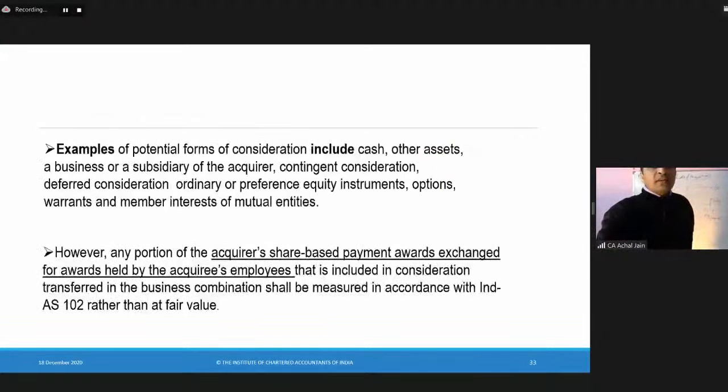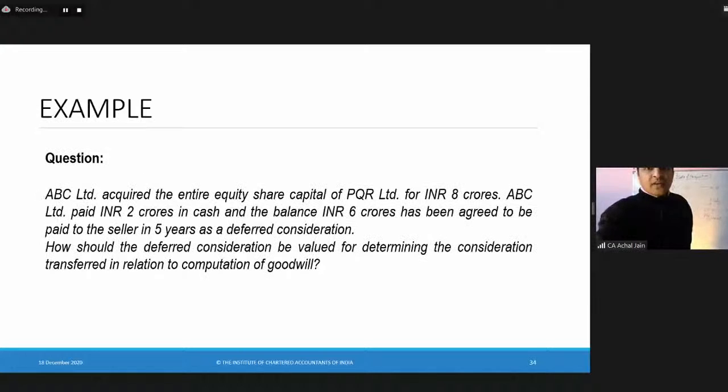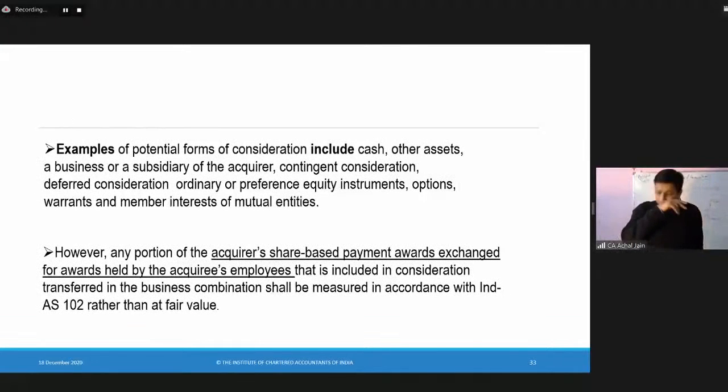Now, what is the requirement of the standard? Standard says that this purchase consideration has to be measured at fair value. This purchase consideration has to be measured at fair value on the date of acquisition. Because on the date of acquisition, this accounting will be done. Correct?